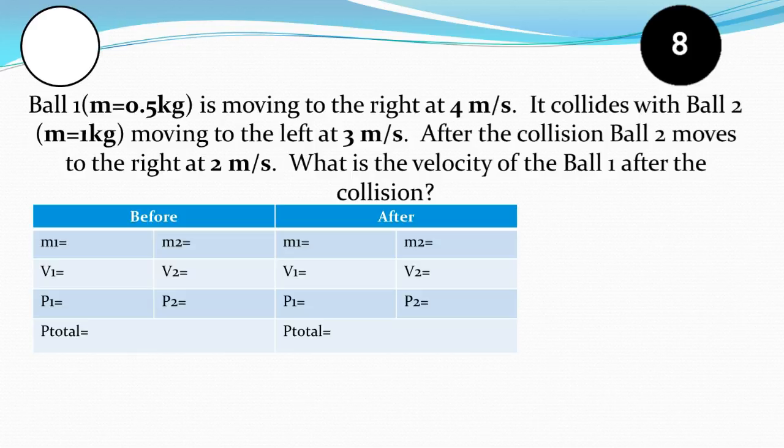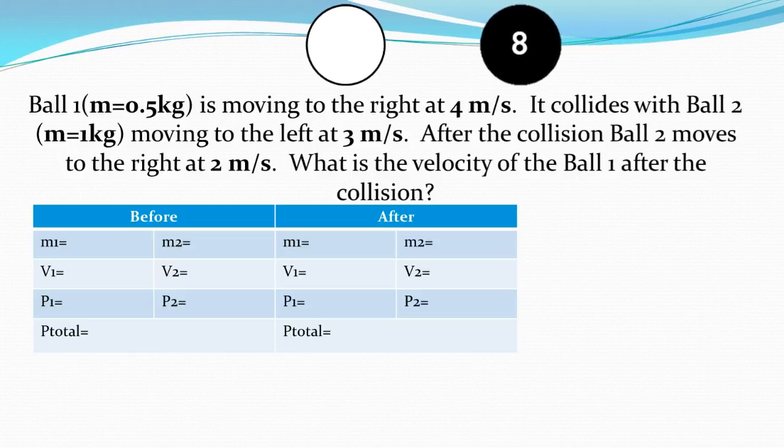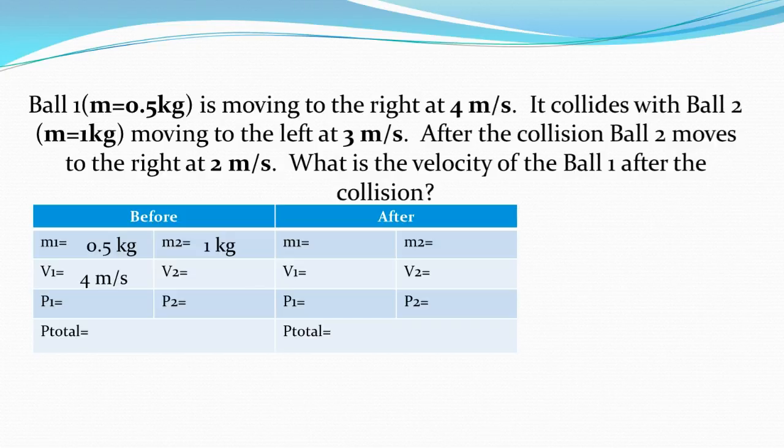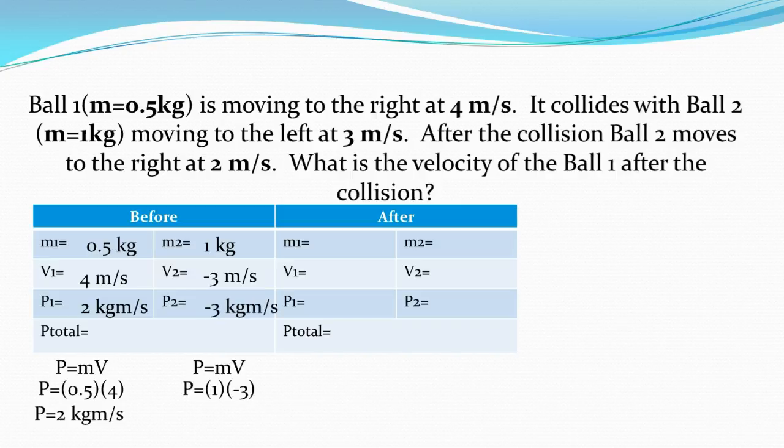I'm going to start by filling in all of my given information. I know the mass of both balls. I know the velocity of both balls before the collision. Notice that ball 2's velocity is -3 because I'm moving to the left. I can find my momentums by multiplying those together. 2 kilogram meters per second. 1 times -3 gives me -3 kilogram meters per second. Remember, the negative just means that I'm moving backwards or in an opposite direction.